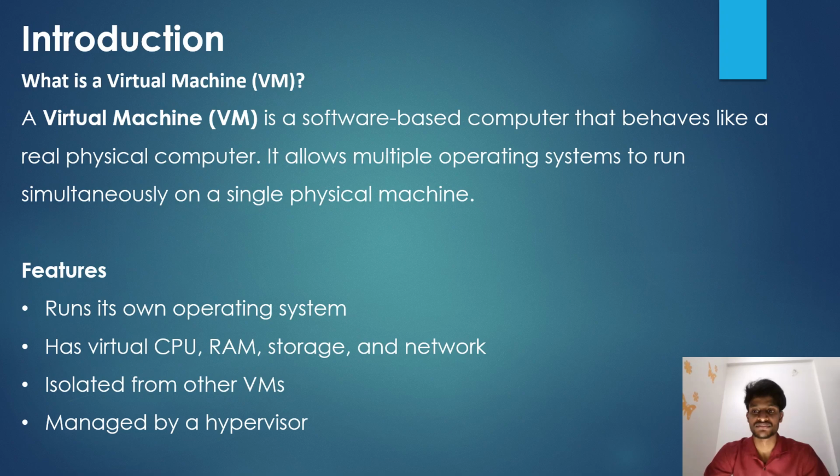A virtual machine (VM) is a software-based computer that works like a real computer. It allows multiple operating systems to run on a single physical machine. Each VM has its own CPU, RAM, storage, and network resources, and is managed by a hypervisor.